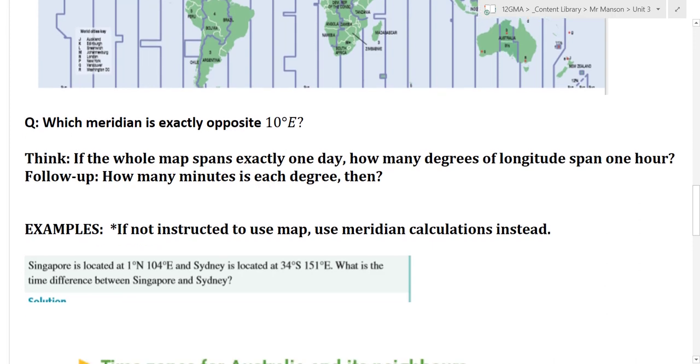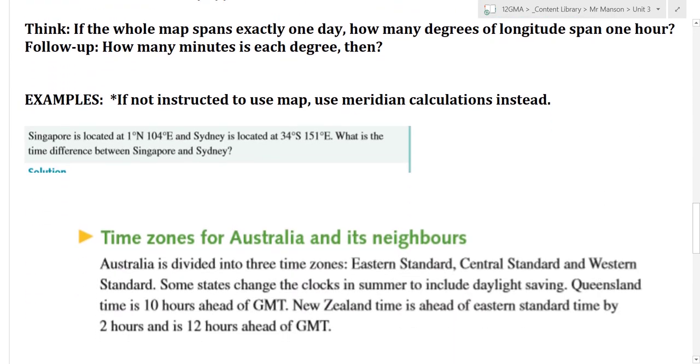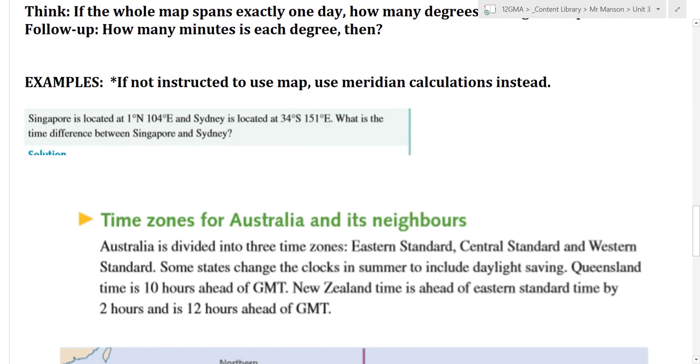There's just little chunks. So let me just talk quickly about this example, and then I might get you to do the first set of questions. Singapore is located 1 degree north and 104 degrees east, and Sydney is located at 34 degrees south and 151 degrees east. What is the time difference between Singapore and Sydney? So this is the example. What are the important figures that are given to us, and which figures are not important?